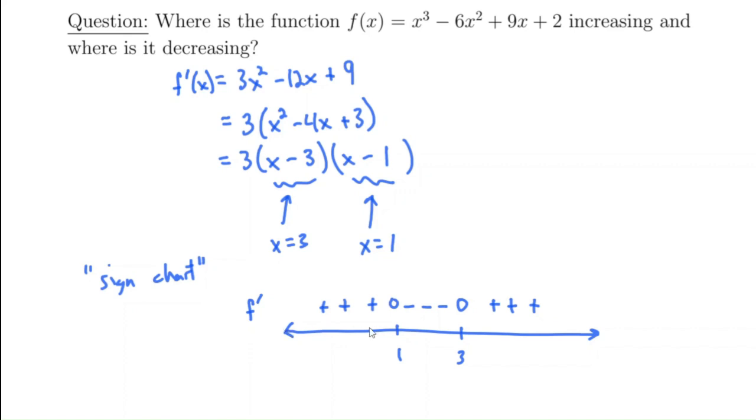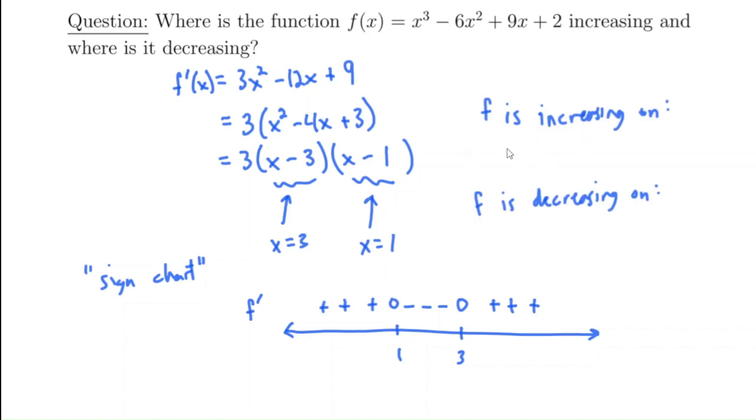So f prime is positive here, then it's negative, then it's positive. What that really means is that since f prime is positive over here, the original function is increasing. And since f prime is negative in this interval, the original function f is decreasing. And since f prime is positive over here, f is increasing. So f is increasing, then decreasing, then increasing. Notice we've really answered our question. We can now say where the function is increasing and where it is decreasing.